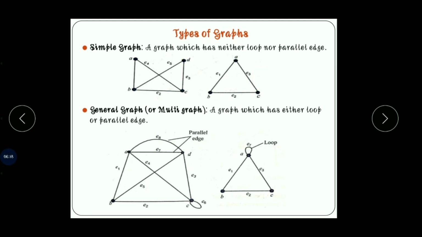Next is pseudo graph or multigraph, a graph which has either loops or parallel edges. Here in this graph you can see there is a parallel edge and here is a loop, so this is a multigraph. Here you can see there is a loop, so it's also a multigraph.